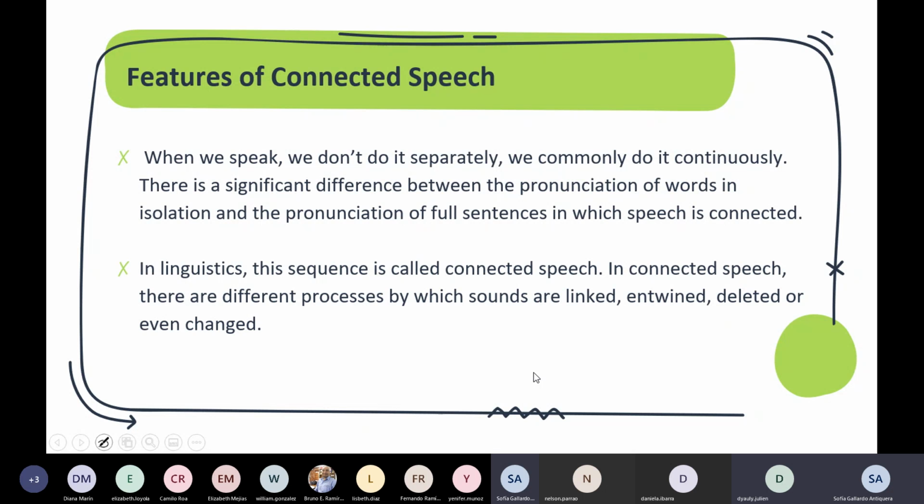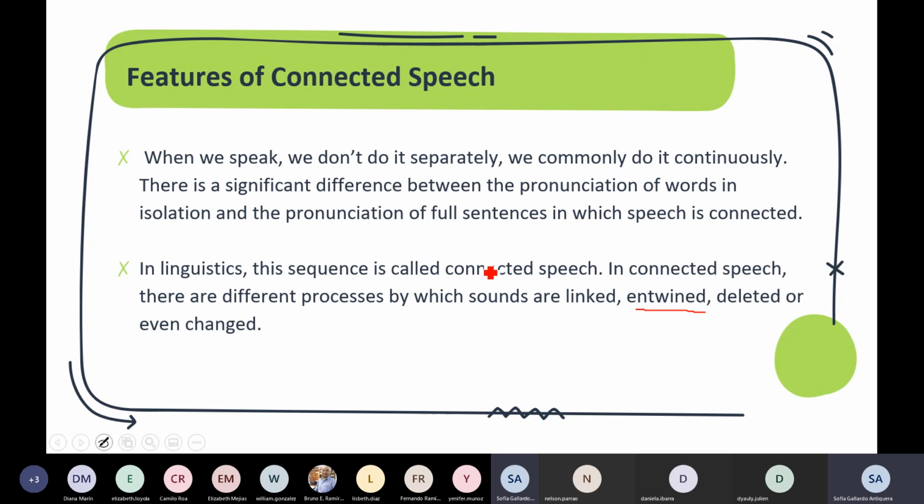In connected speech, there are different processes by which sounds are linked, interested, dilated, or even changed. So, well, this word, which is difficult to pronounce for everyone, so don't worry, would be entwined. Entwined. So it's kind of difficult, but you will get there.